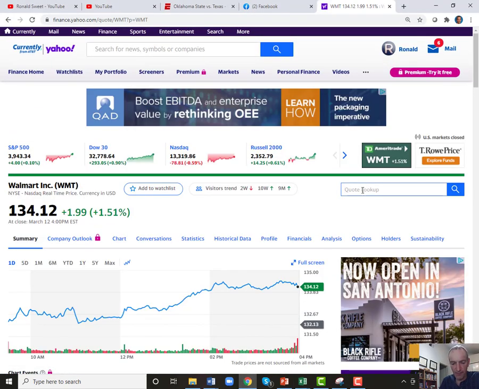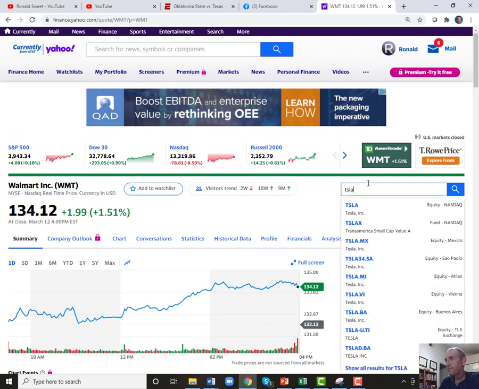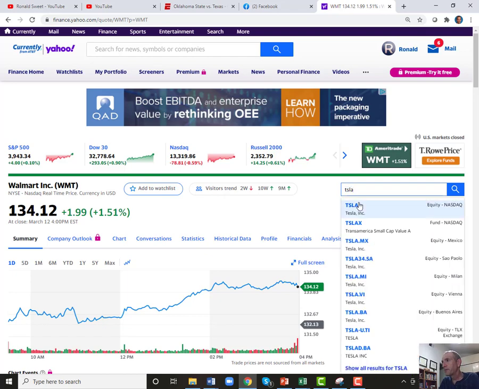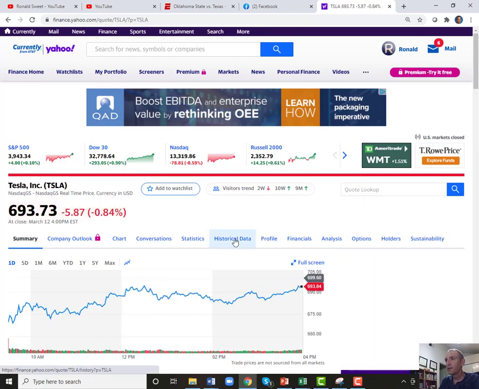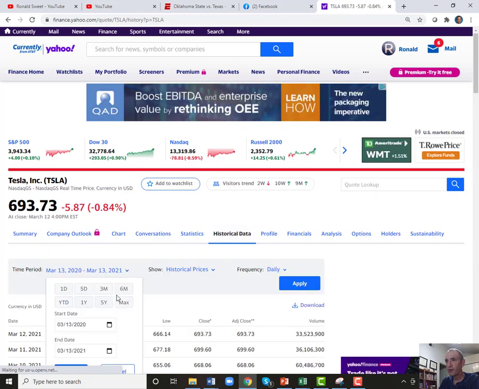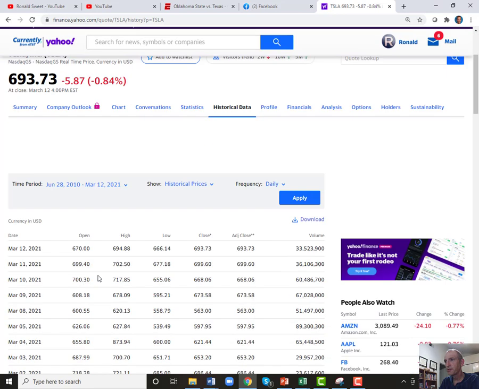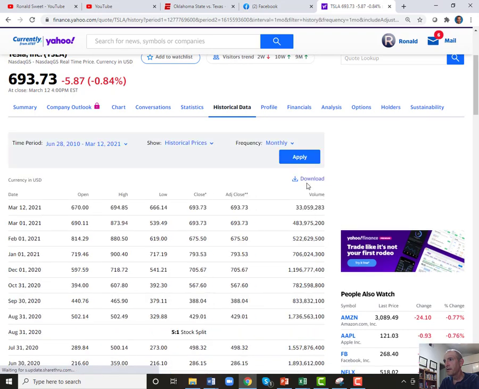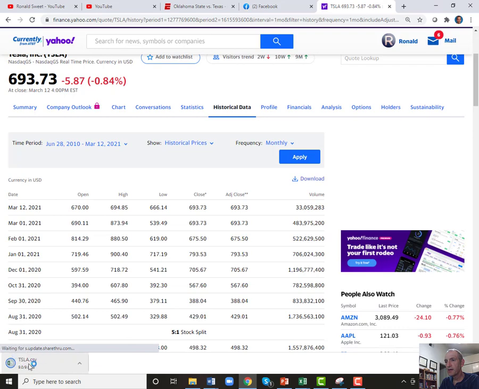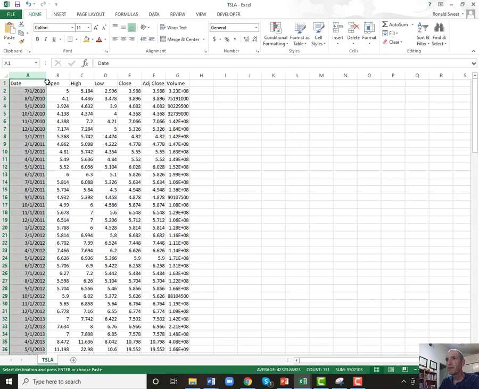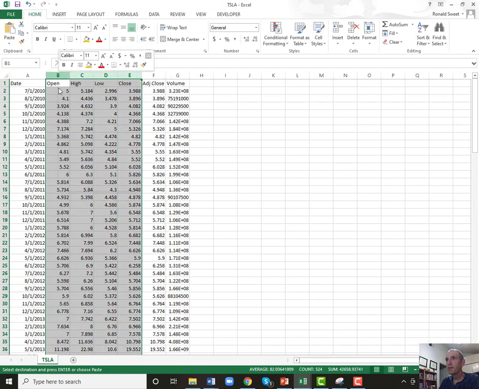Let's try Tesla. So you put the stock in there, and then you get the historical data. You go back as far as you can. This won't go back as far because Tesla doesn't have as much history as Walmart. It goes back to 2010. Do monthly, apply. Then we'll download that, so we'll get Tesla's data. Once you get Tesla's data, you then get rid of everything but the adjusted close.